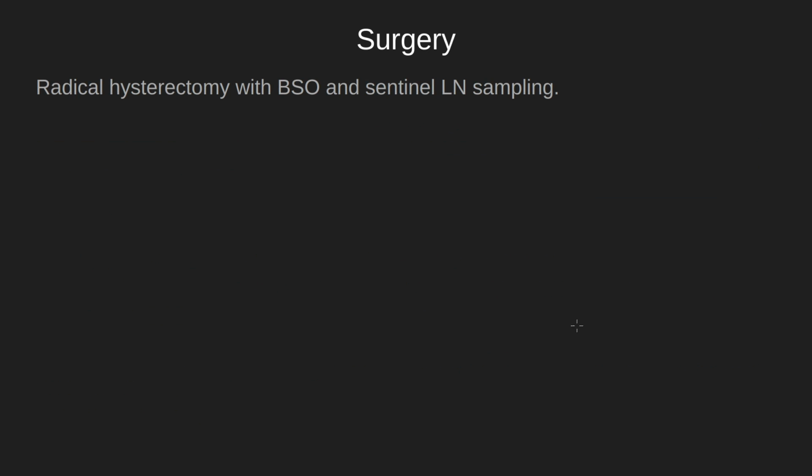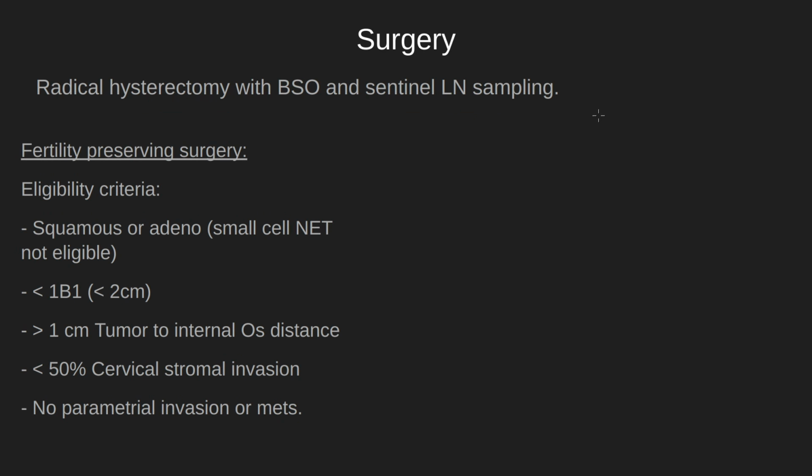Treatment options have been decided, and now the patient undergoes surgery. So if the patient qualifies for surgery, radical hysterectomy and bilateral salpingo-oophorectomy with sentinel lymph nodal sampling is the treatment of choice. Some patients may qualify for fertility preserving surgery if the patient is young, and if these criteria are met, the patient can undergo fertility preserving surgery.